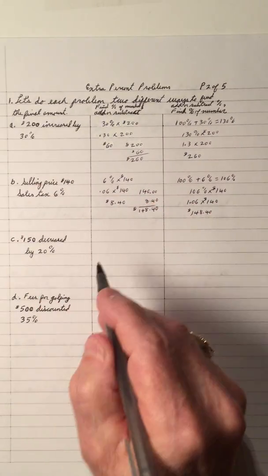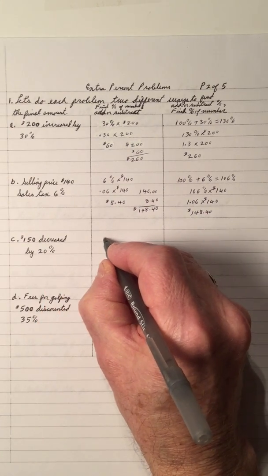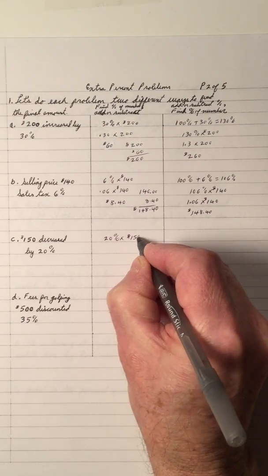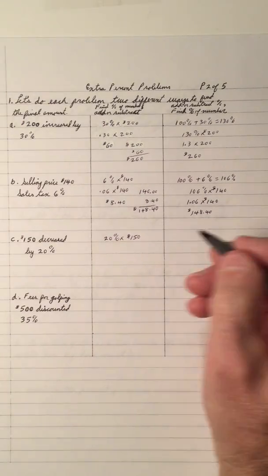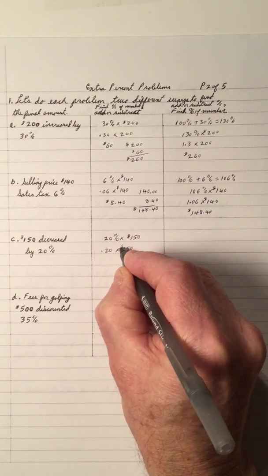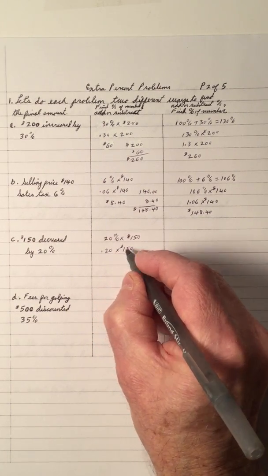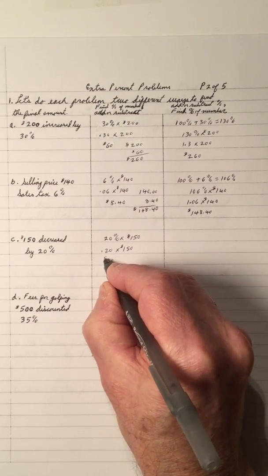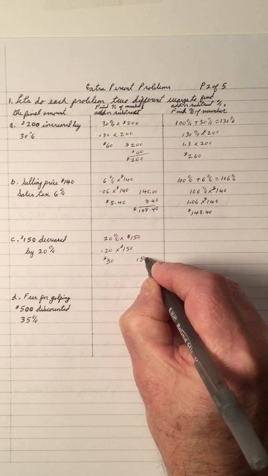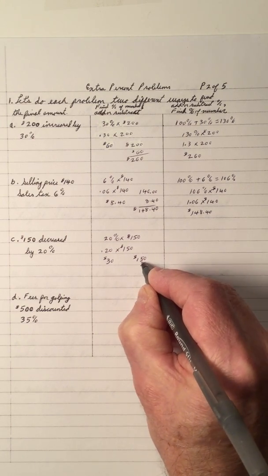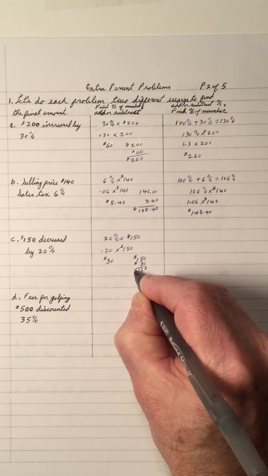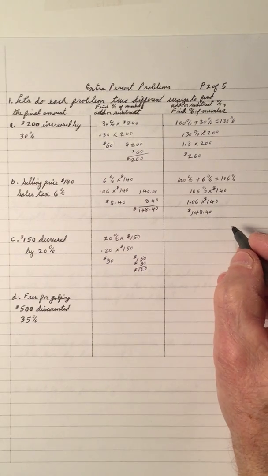What about if we do a decrease? A decrease of 20% would be 20% times $150. A decrease could be similar to a discount. Decimal .20 times 150, and that gives us $30. Check with your calculator. And if it was a decrease, it would be $150, subtract $30, and that would be $120 after your decrease.